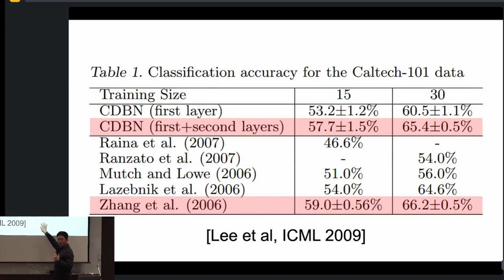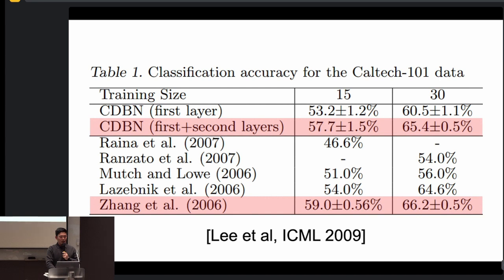Because according to this table, which is from a paper published in another venue, ICML, not CVPR, CDBN is a deep learning method, and it shows performance of 57, 65, right? And at the bottom, this method is SVM. It shows slightly better performance compared to deep learning. So deep learning doesn't beat SVM, and at the same time, deep learning requires a lot more computation. That's the reason reviewers rejected deep learning papers all the time.